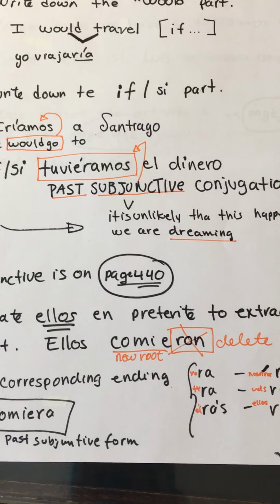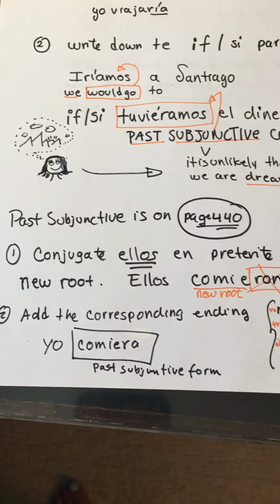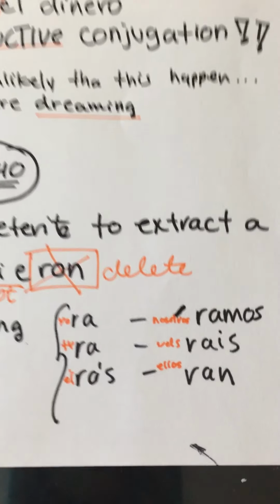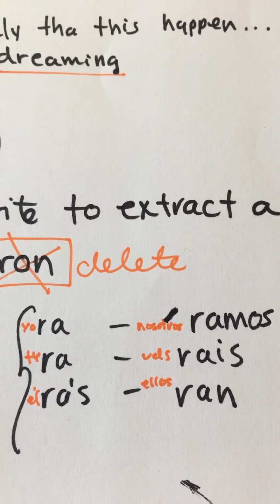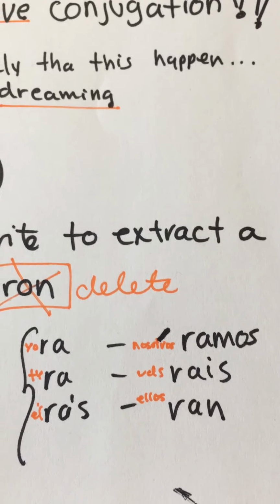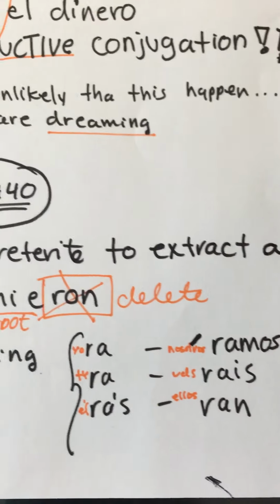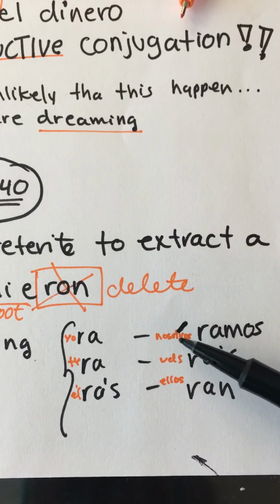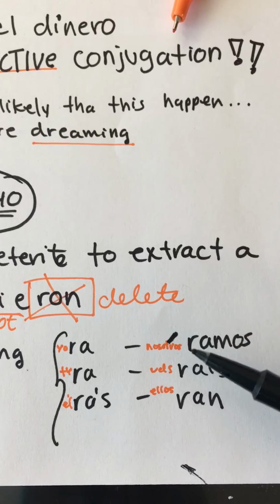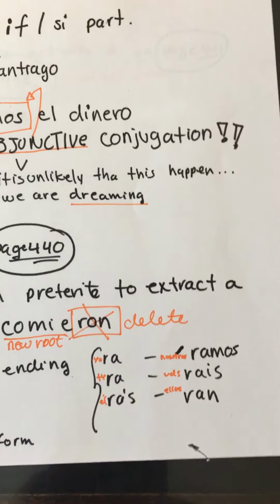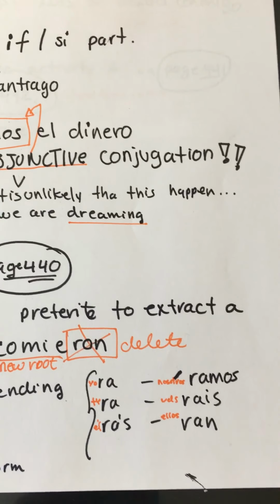So, comiera, I can conjugate with the corresponding endings for the past subjunctive. Which are the endings for the past subjunctive? Ra, ras, ra, ramos, rais, ran. And this accent mark here means that whichever vowel comes before the ending with nosotros gets an acento there. So you put an acento in nosotros.